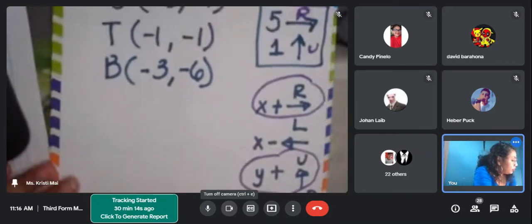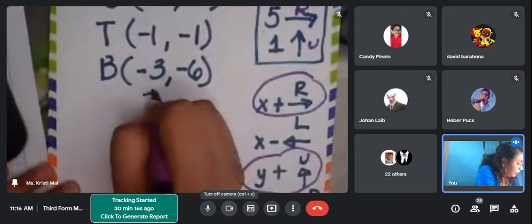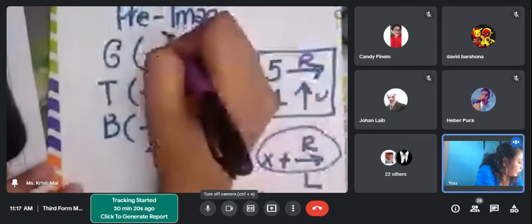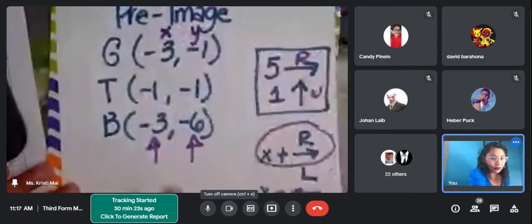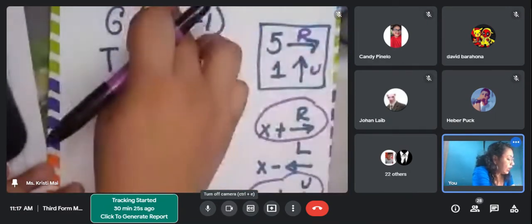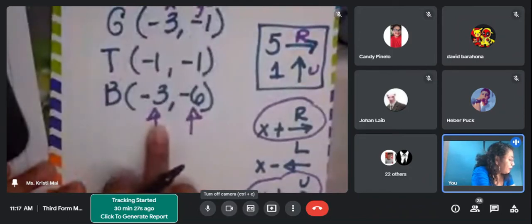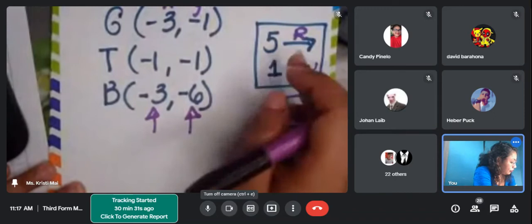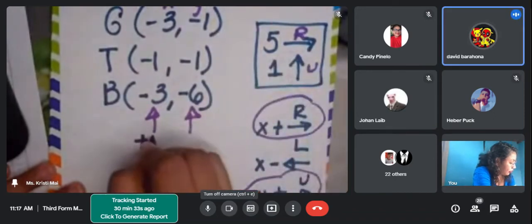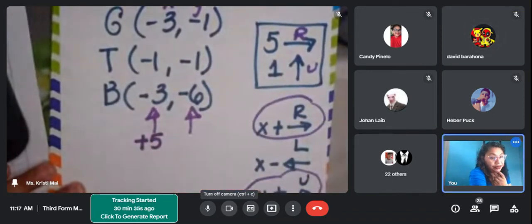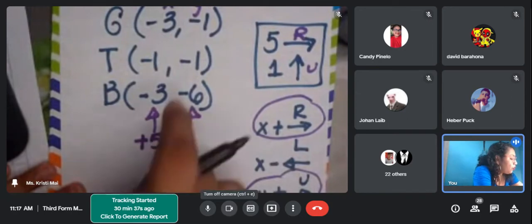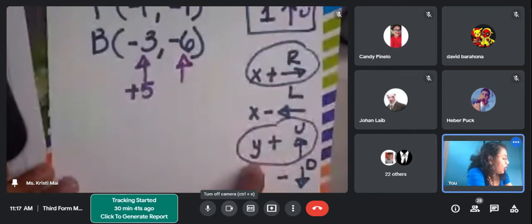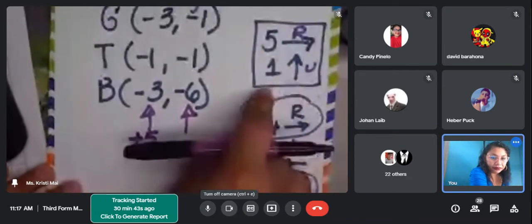So now to each one of these ones, because this is the X and this is the Y, right? So when it comes to the X numbers, I am going to add how much? 5. Add 5 because it says 5 to the right. And to the Y numbers, it says add to the Y. How much am I going to add to the Y? 1.